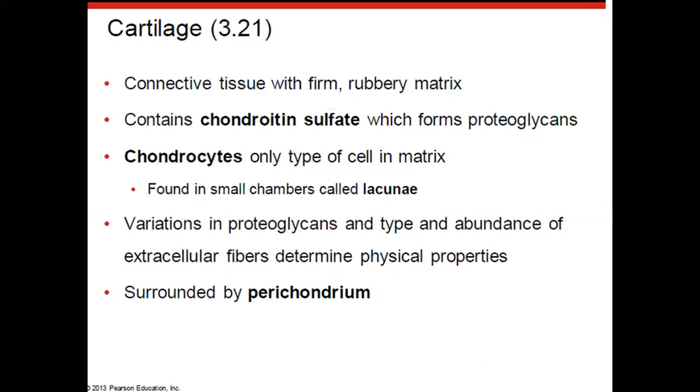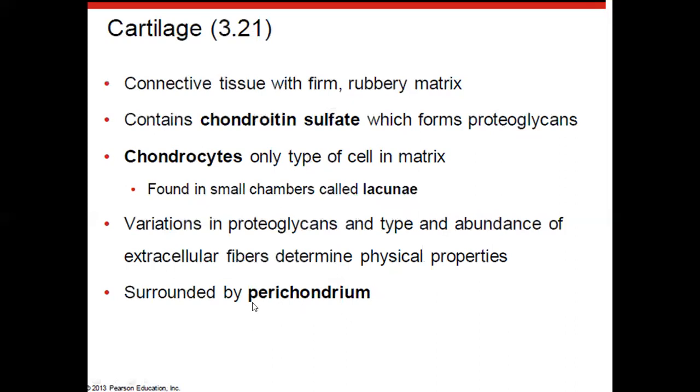So cartilage itself has a number of different structures, like chondroitin sulfate, that forms what's called a proteoglycan. Proteoglycans are these structures in cartilage that basically just determine the physical properties of that cartilage. So the type or the strength or the flexibility of the cartilage.